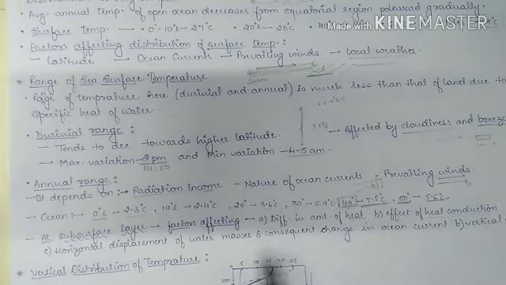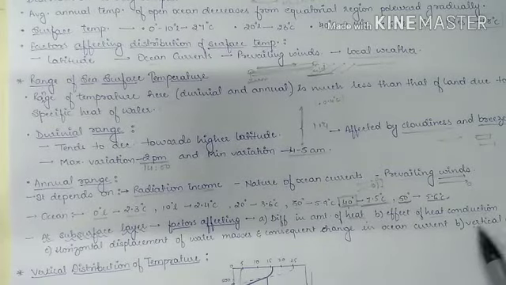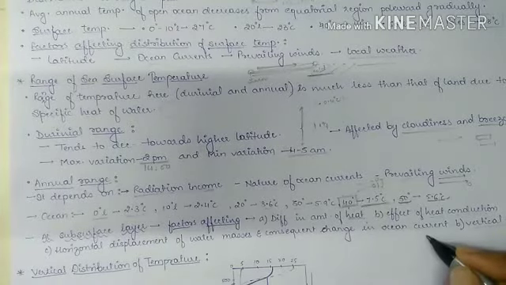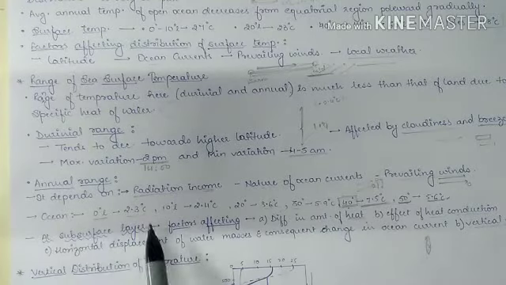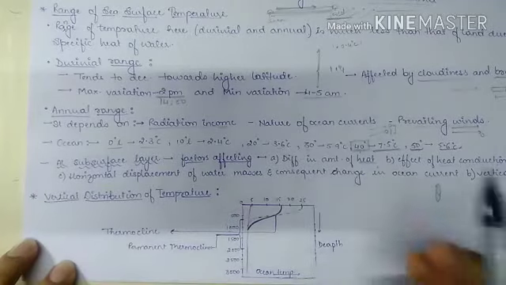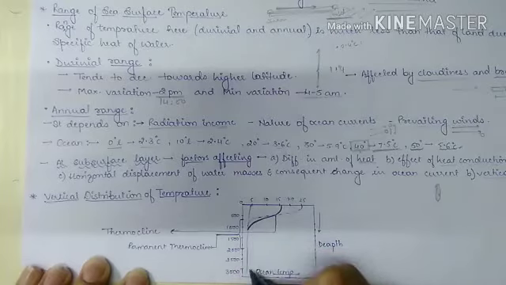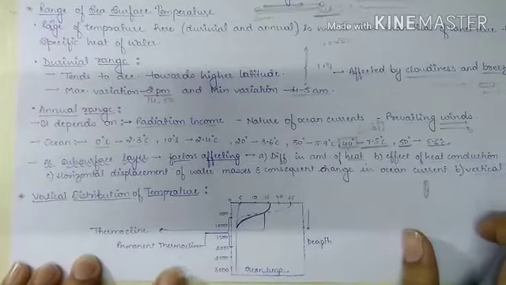So the ocean current also affects the surface layer and subsurface layer. Then we have vertical motion. This vertical motion of water also affects the subsurface layer, or the temperature at the subsurface layer. Now we will look into the vertical distribution of temperature of ocean water. Okay, so we have this chart which will depict the vertical distribution of temperature of ocean water.